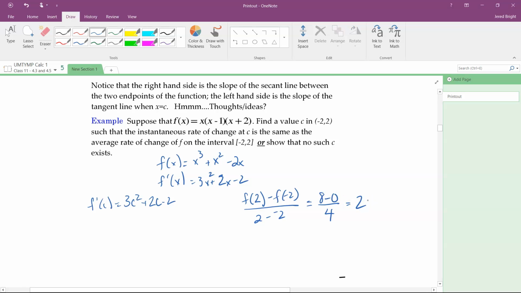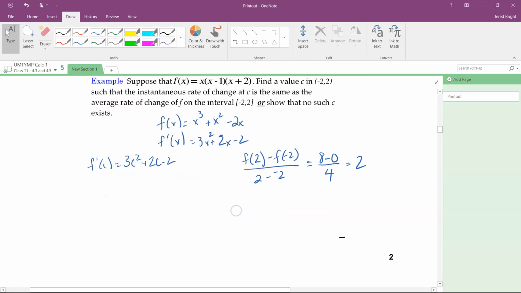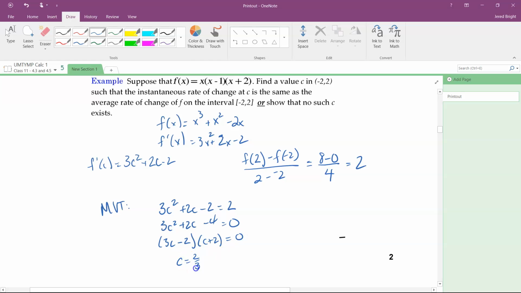Okay, so if the mean value theorem applies, then the mean value theorem would say that 3c squared plus 2c minus 2 is equal to 2, and rearranging, 3c squared plus 2c minus 4 equals 0. If I factor this, then I get 3c minus 2 times c plus 2 is equal to 0. So c is equal to 2/3 and minus 2.